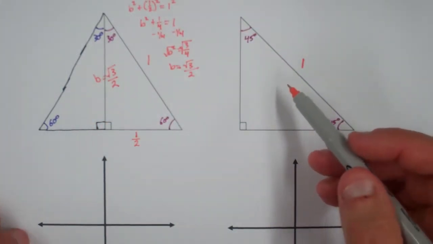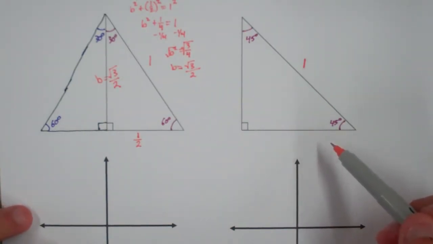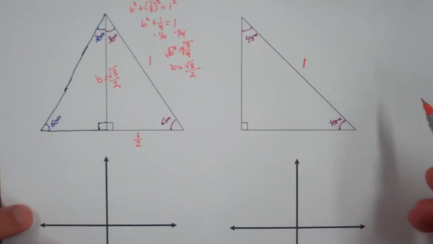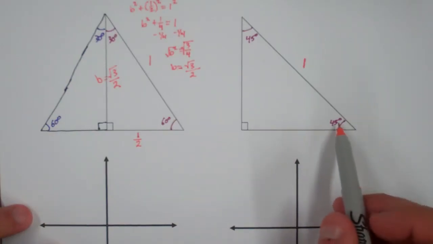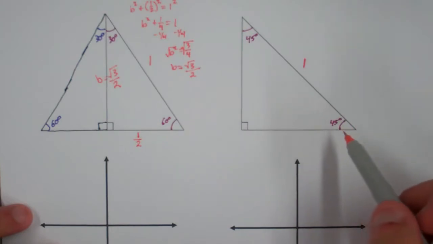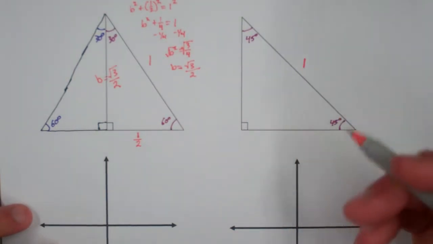We can try to figure out the other side lengths here with this 45, 45, 90. It's actually a little bit easier. You don't even have to draw another triangle. We do know that sides in a triangle that are opposite of angles that are the same size will be the same length.